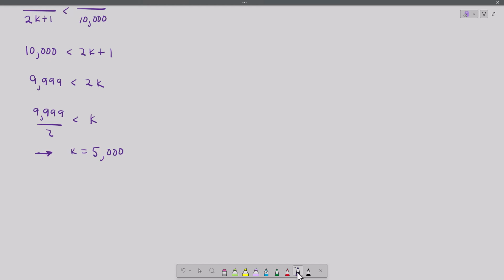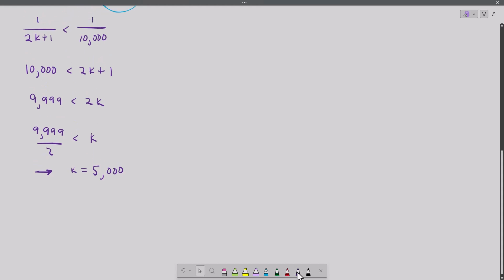Type it into your calculator, you get 4,999 point whatever, 0.5, and then that's going to be the first positive integer that's above that. So that's when k is 5,000.